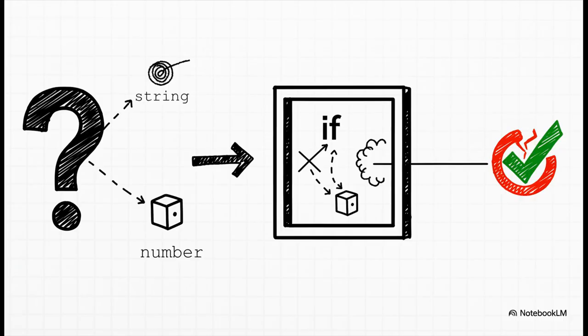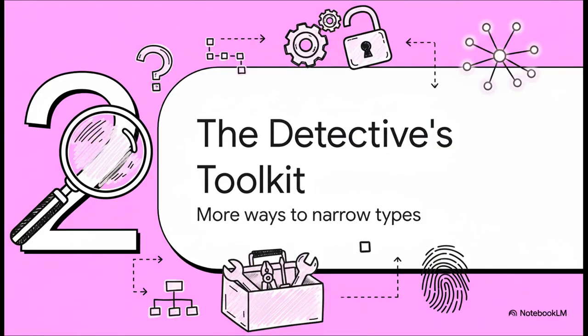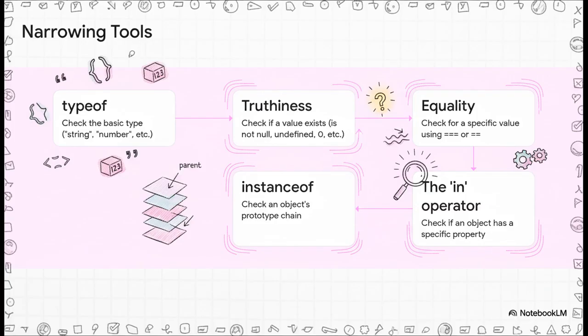It's a beautiful thing. Now that typeof check, that's just one tool in our detective's toolkit. TypeScript actually understands a bunch of different JavaScript patterns that can act as clues to help narrow down types. So let's open up the toolkit and see what else we've got. So here's our whole detective kit laid out. We've got our basic tool for checking a variable's type, which is typeof. Then we can check if it even exists with truthiness. We can get specific by comparing values with equality checks. We can even peek inside an object's capabilities with the in operator or check its family history with instanceof. Each one of these is just a different way to give TypeScript the evidence it needs.